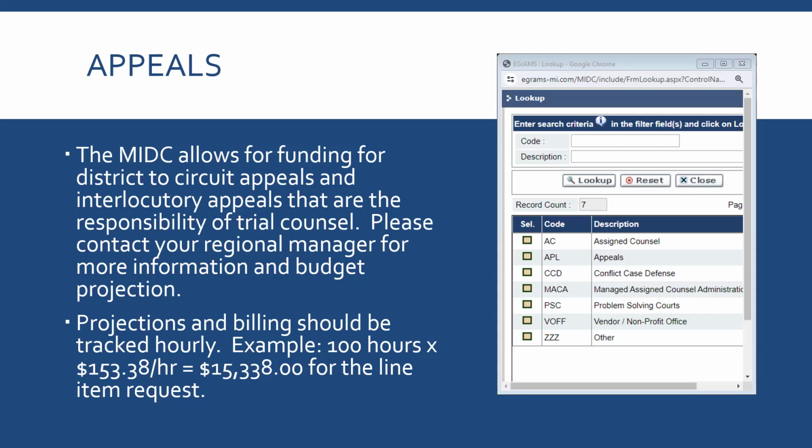So, for example, it's not going to be okay to just put $15,000 in a retainer for appeals. We need to see the hourly rate and how that's going to be billed. I just used a placeholder number here for the highest minimum rate. You might use something different for district to circuit, whatever that is. But please make sure that you're including the formula so that we can see your work.